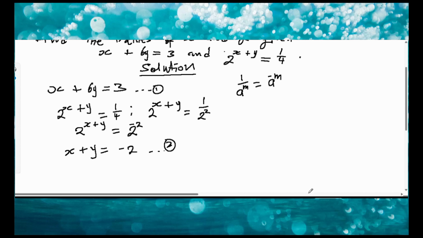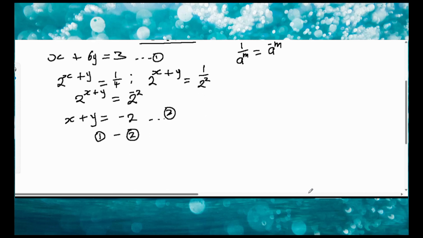We can use the elimination method, substitution method, or the graphical method in solving simultaneous equations. But in this, we're going to use a mixture of substitution and elimination. So first, what we're going to do is subtract equation 2 from equation 1. So we have equation 1 minus equation 2, right? And then having that, we're going to write our equation 1 as x.